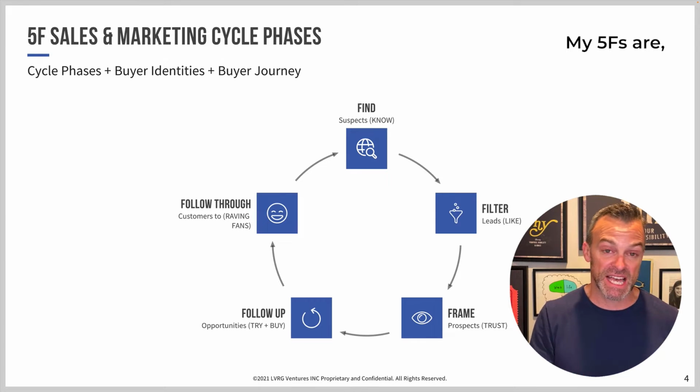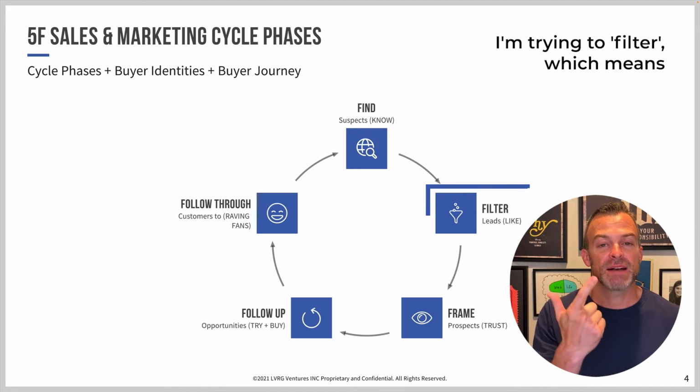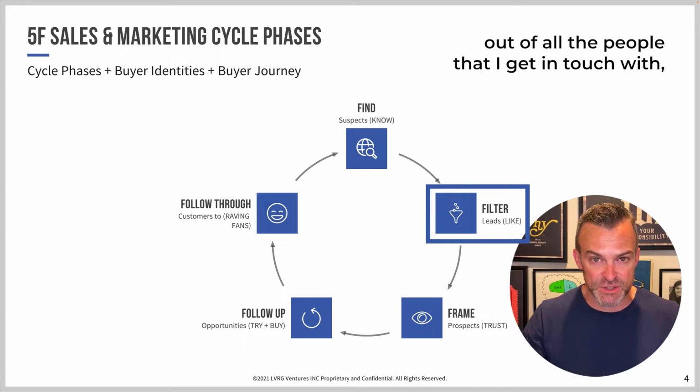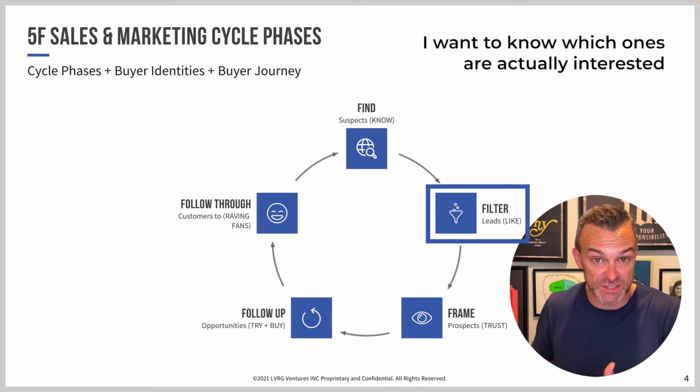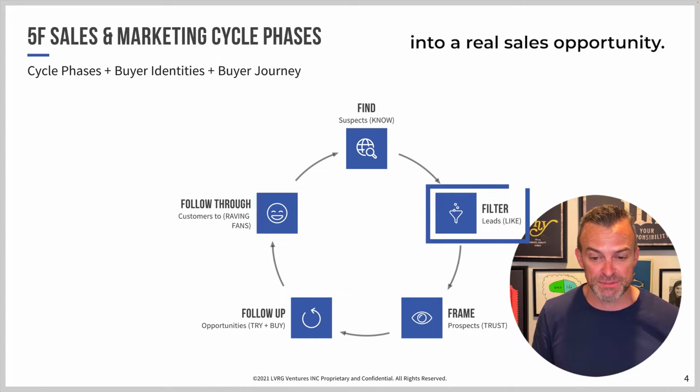Okay, my 5 Fs are: I'm trying to find the right prospects to market to. I'm trying to filter, which means out of all the people that I get in touch with, I want to know which ones are actually interested in buying my services in the relatively short term so that I can turn them into a real sales opportunity.